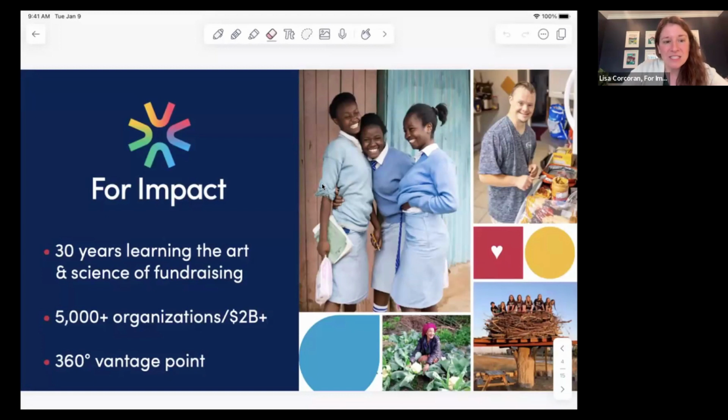For the last 30 years, we have worked with about 5,000 organizations who would attribute their work with us to raising over $2 billion US. One thing I really do love about our work is I think that we have a really unique vantage point when it comes to this fundraising landscape.